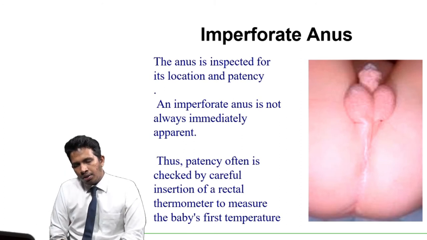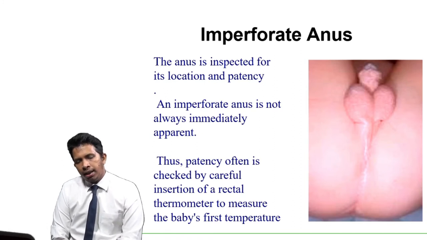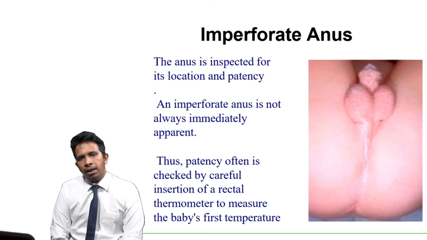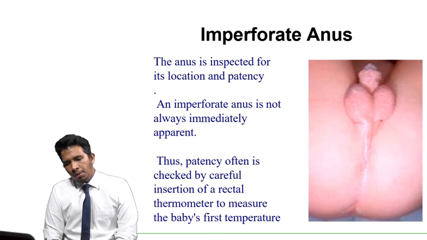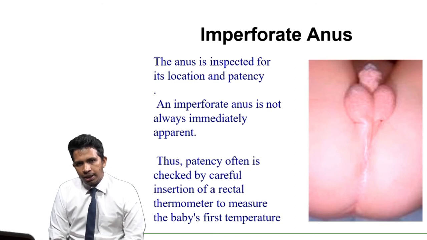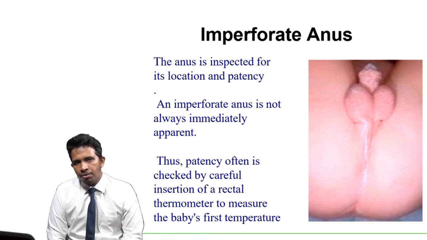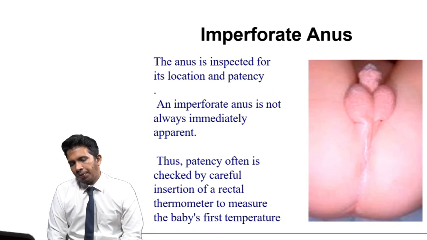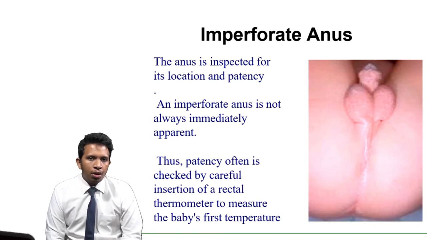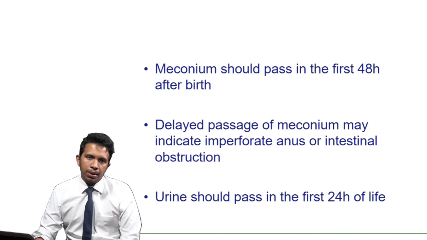After the genitalia, we turn to look at the anus. One of the most common conditions we can see is called an imperforate anus, where the anal opening is completely fused. Due to this, the child will not have normal passage of meconium or feces. He'll have delayed passage of that. Sometimes the children tend to have sinuses forming on other sides, where the fecal matter will come out from a different spot due to a sinus being formed. Normally their patency is often checked by careful insertion of a rectal thermometer to see if the rectum is patent or not, to check the baby's temperature.